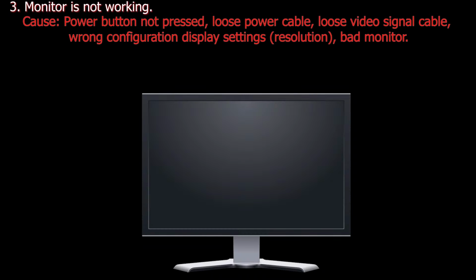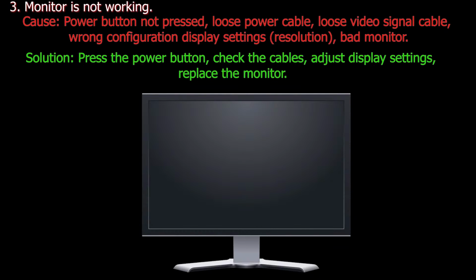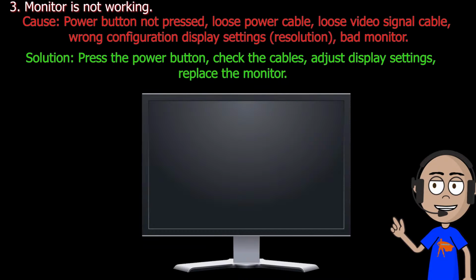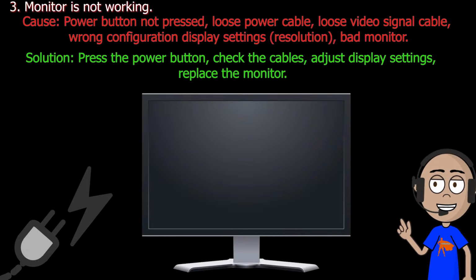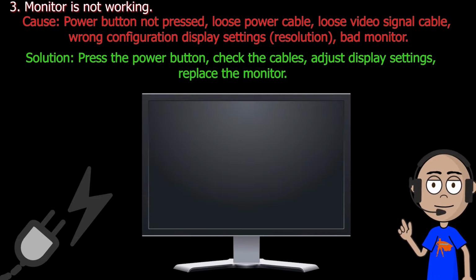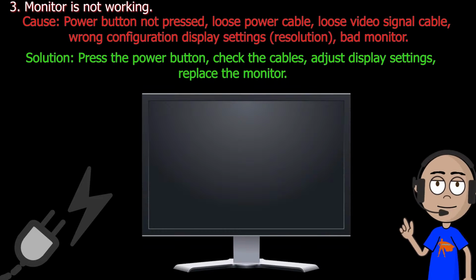Number 3, monitor is not working. Cause, power button not pressed, loose power cable, loose video signal cable, wrong configuration display settings, or bad monitor. Solution, press the power button, check the cables, adjust display settings, or replace the monitor. So yeah, in this case, the monitor simply needs to be turned on. Either that or cables are loose. Those are very likely things that actually do happen in help desk. And of course, you can have a bad monitor.